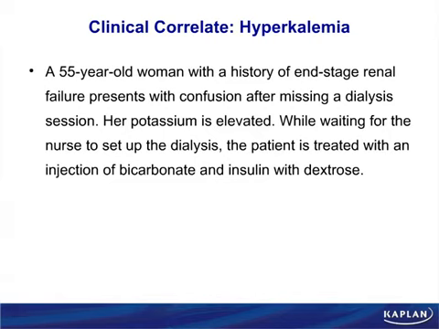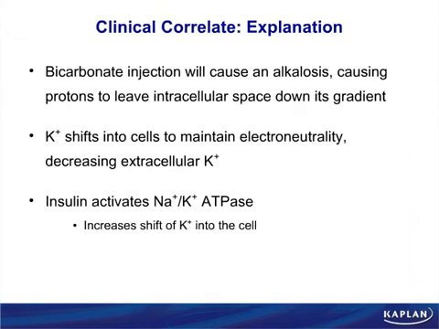This is life-threatening. So when these patients present to us, how do we treat them? We give them bicarbonate and we give them insulin. Let's talk about how that helps. So we give patients bicarbonate because bicarbonate will create an alkalosis. And we take advantage of transcellular shifts. So if this is a typical cell, when we give bicarbonate, here's a patient with hyperkalemia.